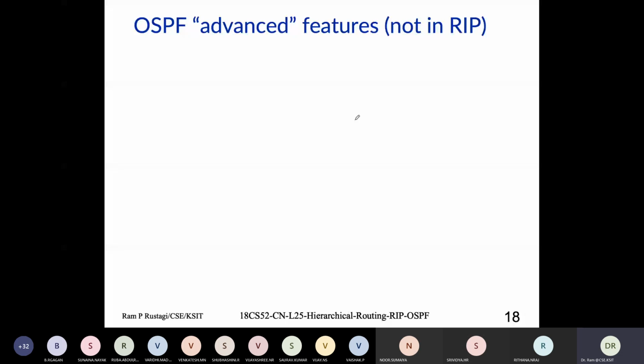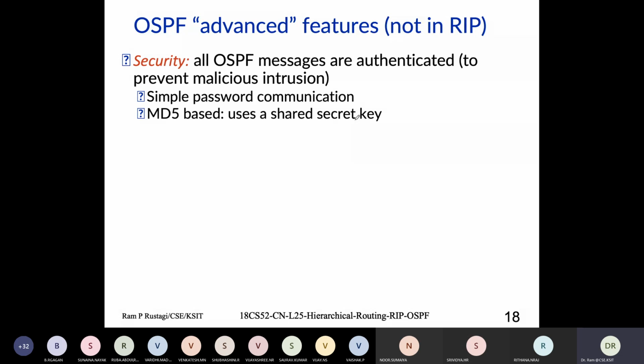To avoid the limitations of RIP, like the count to infinity problem, that we cannot use multiple paths to a single destination, and we cannot differentiate between types of service, a new protocol was suggested called OSPF, Open Shortest Path First. That basically means the protocol is open, that means anyone can implement it.